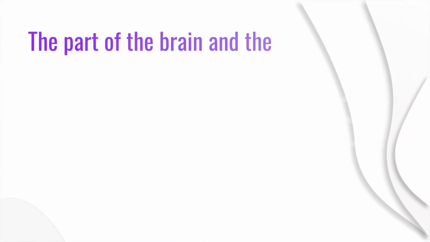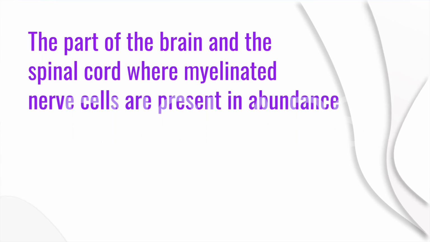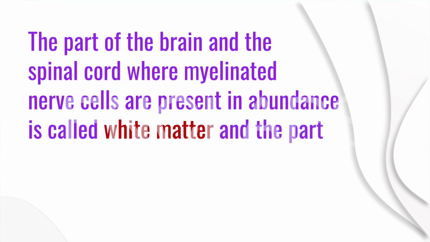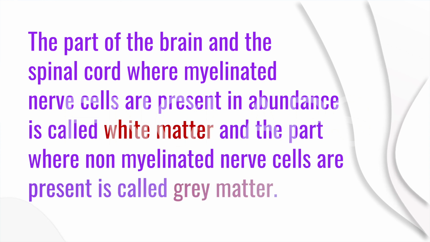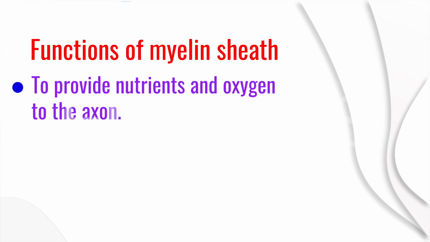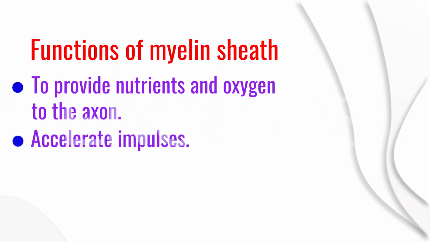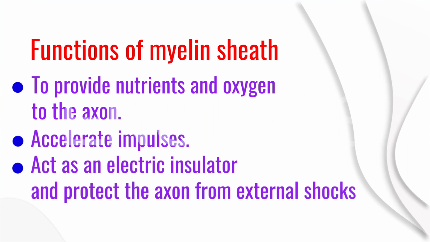The part of the brain and spinal cord where myelinated nerve cells are present in abundance is called the white matter, and the part where non-myelinated nerve cells are present is called the grey matter. The main functions of the myelin sheath are to provide nutrients and oxygen to the axon, accelerate impulse, act as an electric insulator and protect the axon from external shocks.